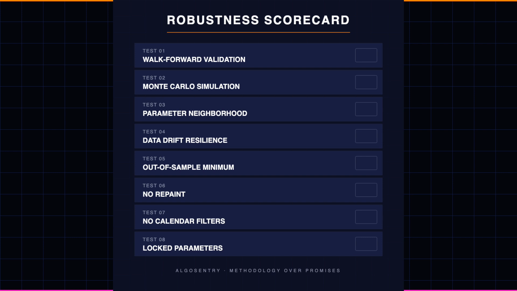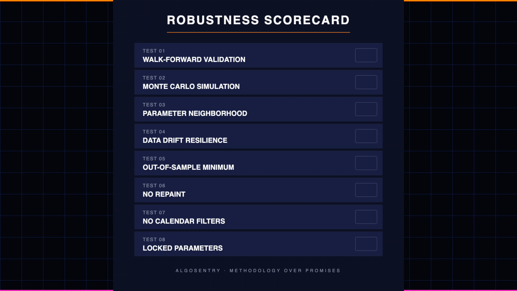Let me show you. Walk forward kills strategies that overfit recent data. If your strategy was optimized in 2024 and tested in 2024, it didn't pass. It memorized. Monte Carlo kills strategies that look great on average, but die in tail cases. If even 10% of the simulated paths underperform, that's the path you might actually trade.